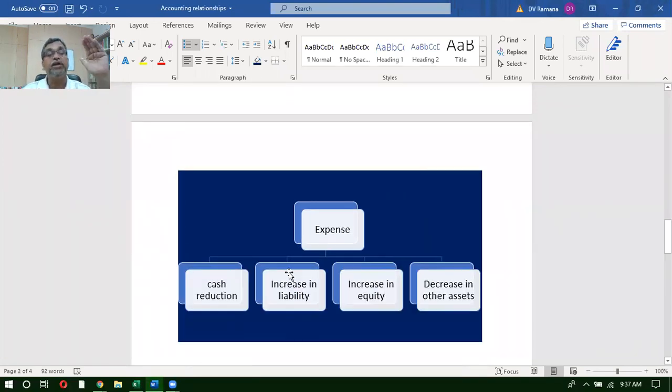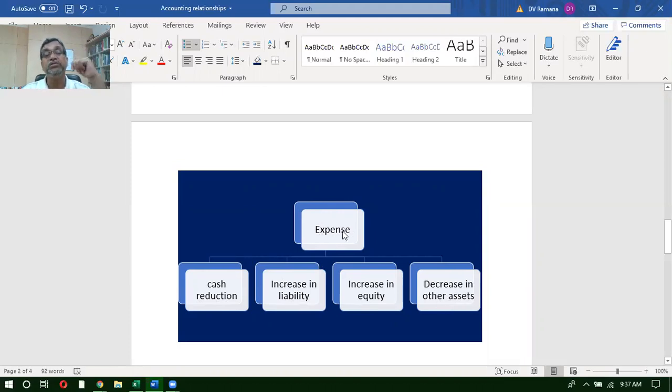If the focus is on expense, think about an expense for a company. When a company incurs an expense, they may pay money immediately, so then it's called cash reduction. They may say no, we'll pay later, which is a creation of a liability. Or they can issue shares, so it may lead to increase in equity. Or they may give some other assets from the balance sheet, so it may decrease other assets.